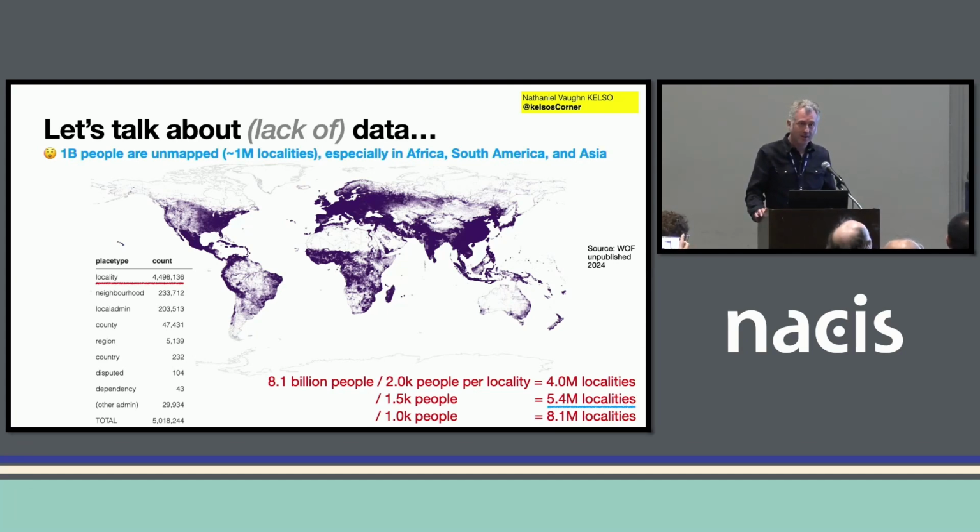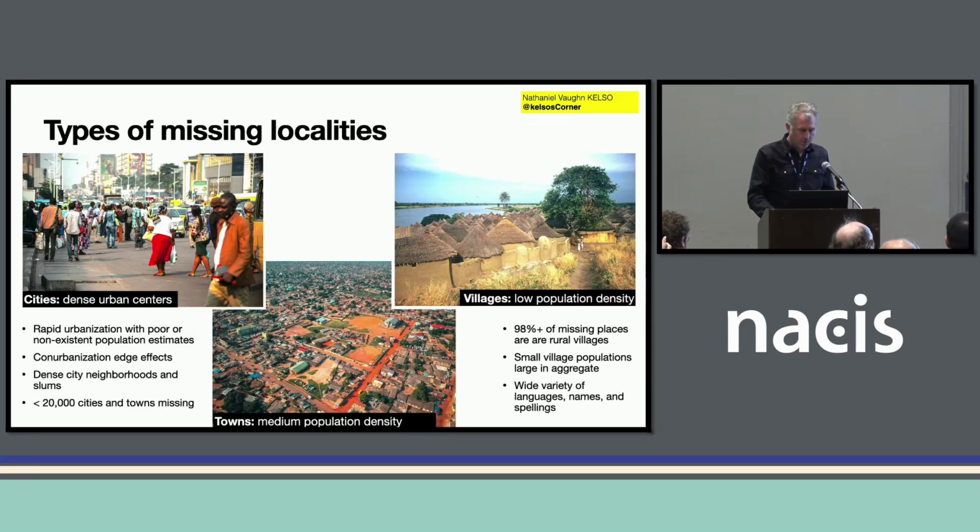Which is a pretty big number. In urban geography, we use this number, at least in the US, of an urbanization threshold of about 2,000 people. And most of these areas are less urbanized than the US. And when you look at missing localities.